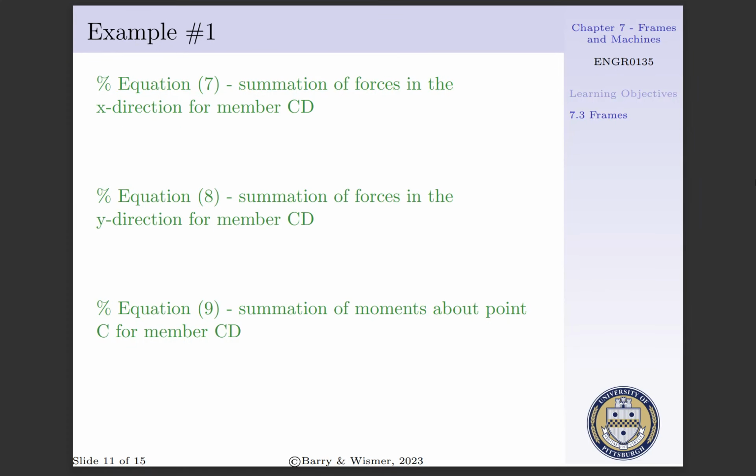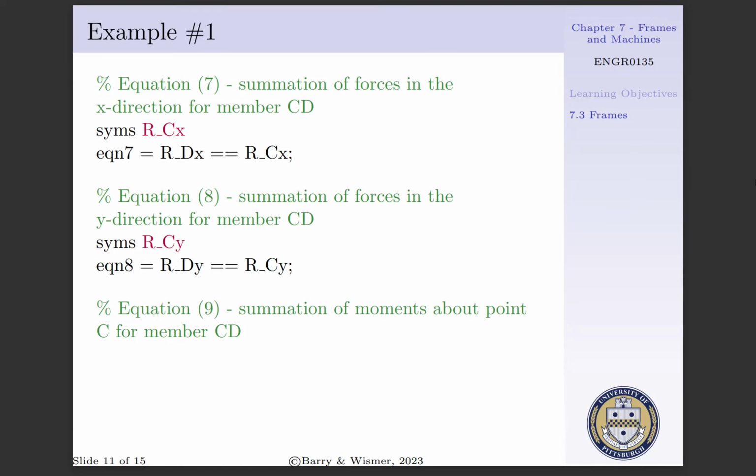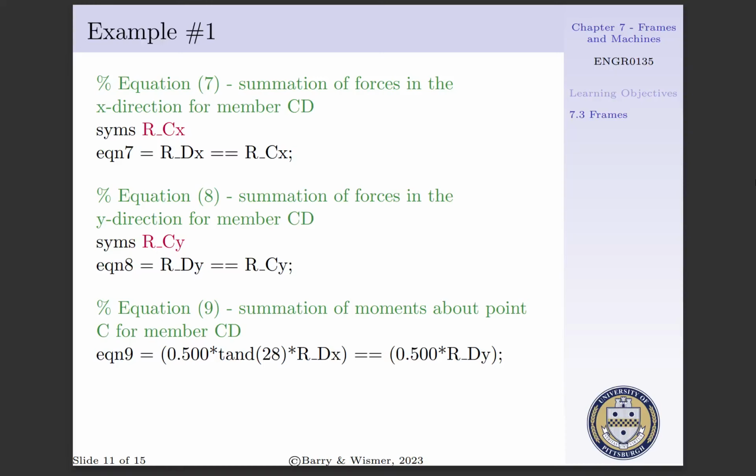Equation 7, which is the summation of forces in the x direction for member CD, allows us to cast the symbol RCX, and equation 7 takes the form RDX is equal to RCX. Equation 8 was the summation of forces in the y direction for member CD, and we will define the symbol RCY, which allows us to cast equation 8 as RDY is equal to RCY. Equation 9 was the summation of moments about point C for member CD. We will cast equation 9 as 0.5 times tan D of 28 times RDX is equal to 0.5 times RDY.